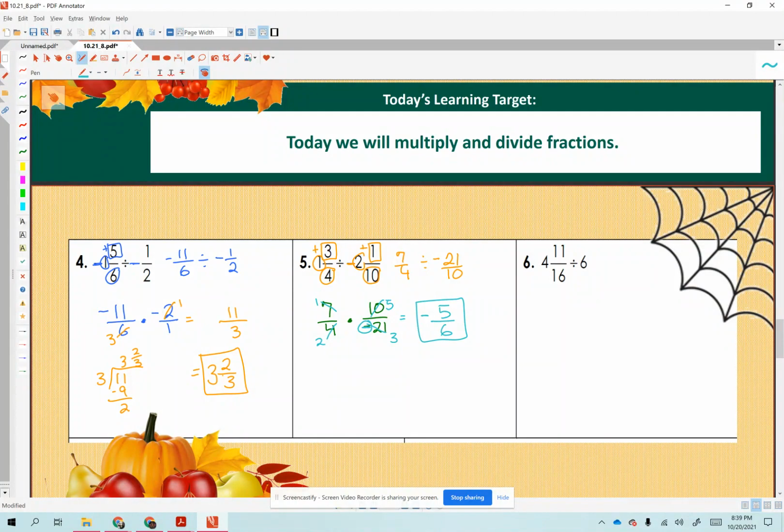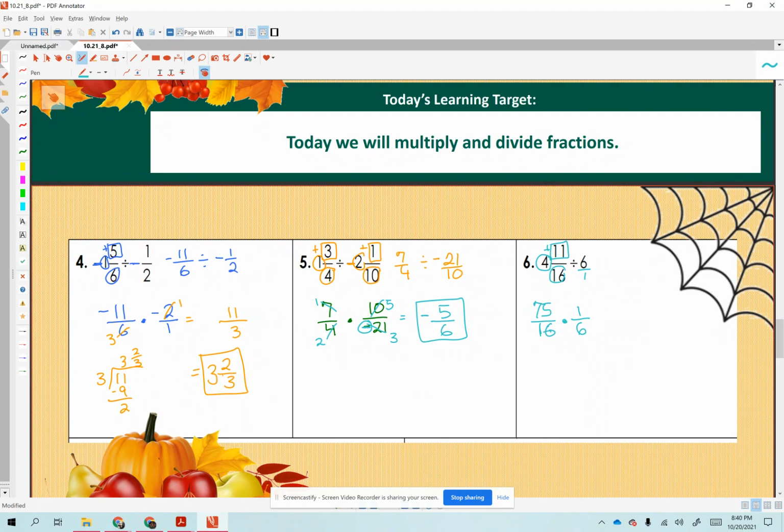And finally, number 6, we have 4 and 11/16 divided by 6. So here's how we handle it. First, we have to make an improper fraction out of the first number. 16 times 4 is 64, plus 11 more makes 75. So that would be 75 over 16. We change the division to multiplication, and we can think of this 6 as 6 over 1. When we invert it, it's 1 over 6.